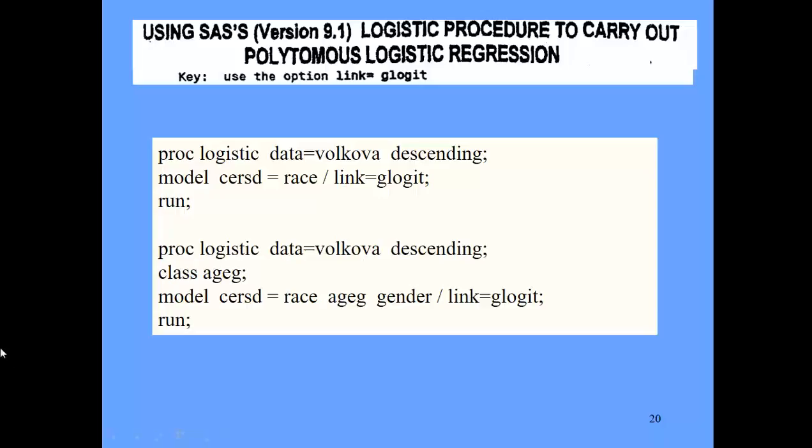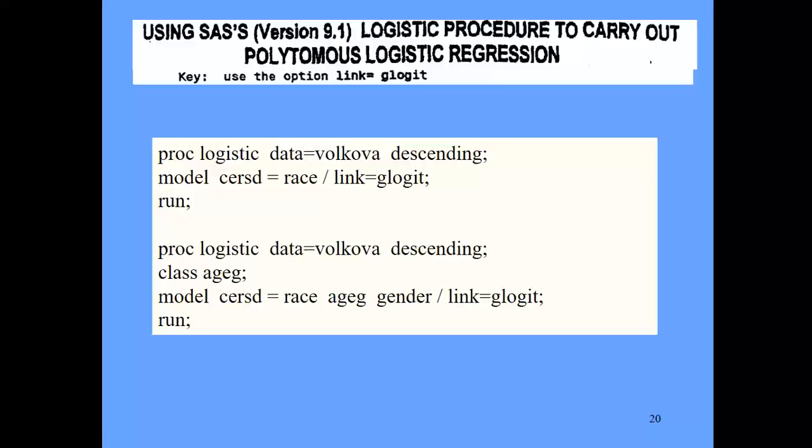Well, Logistic, data equal Volkova. That's the name of the data set. Descending, usual stuff, right? Model, CERSD. That means categorical ESRD variable, in 3 categories. And then it's got only one variable in this model, race. And in this model, it's got race, and it's got age, G, and gender. And you notice there's a class statement for age, G. What does that mean? Dummy variables for the age. So that's how I fit the second model, okay?